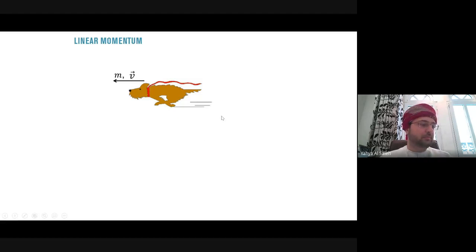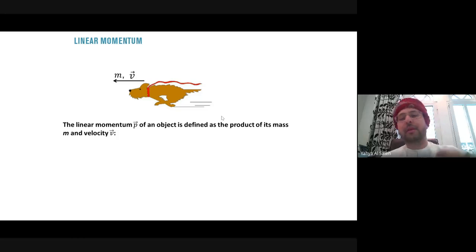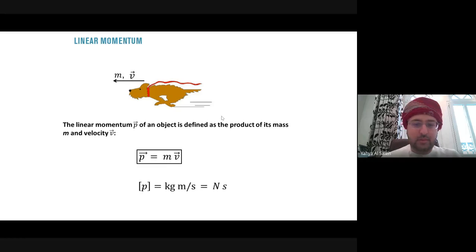Linear momentum. Let's start with a very, very quick definition. Anything moving has a mass and velocity. And linear momentum, p of an object, is defined as the product of mass and velocity. p equals mv, which is what we just said. The units are just the multiplication of the units of mass and velocity, so kilogram meters per second, otherwise known as newton second.